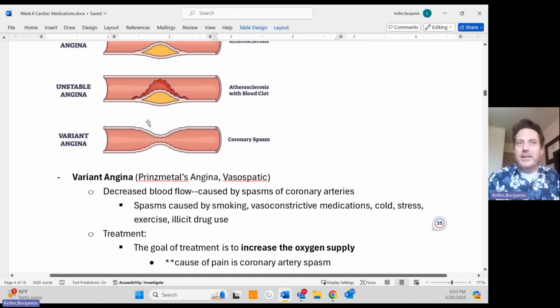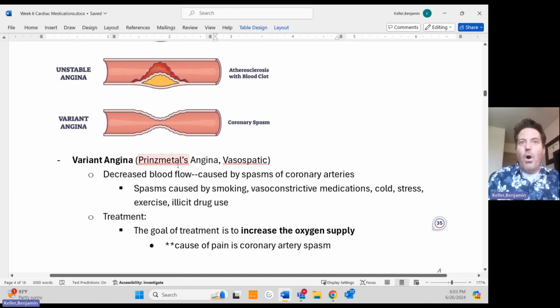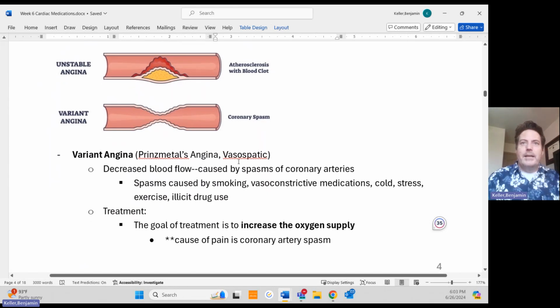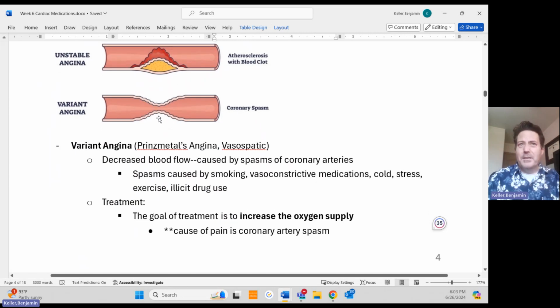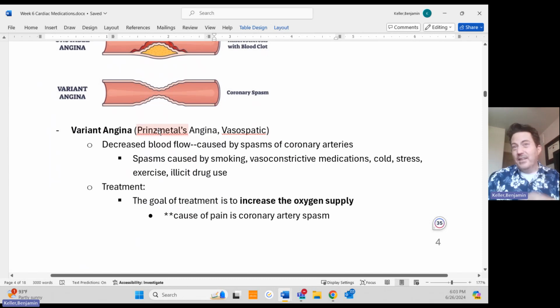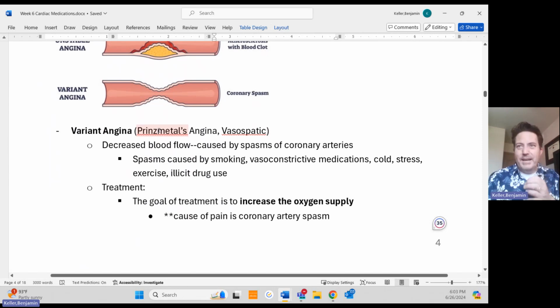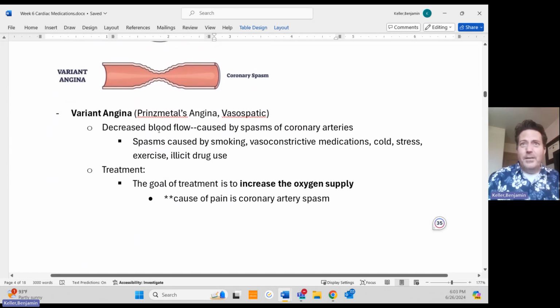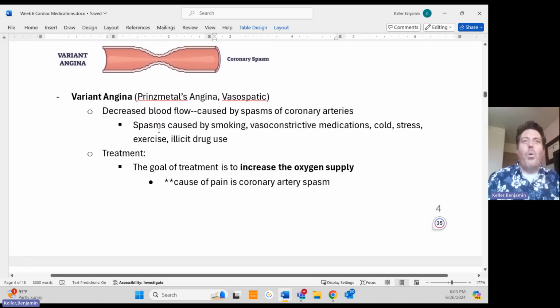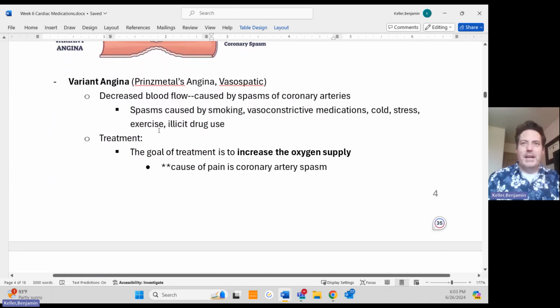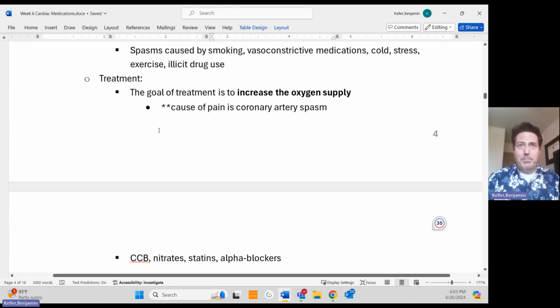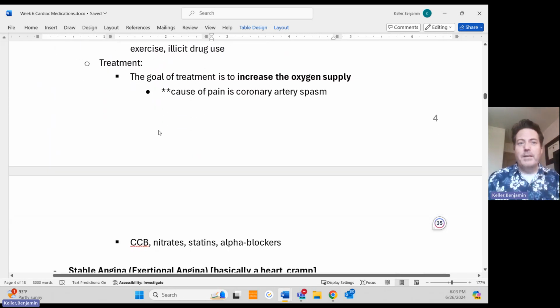And then here's one that's not related here, variant angina. It's also called Prinzmetal's angina or vasospastic angina, and this is just a coronary spasm. There's no garbage in there, but this can be caused by things like smoking or vasoconstrictive medications, or cold or stress or exercise, cocaine, other types of drugs. And so the whole idea with all of these types of medication is to increase the oxygen supply to the heart tissue. The pain that you're feeling is that coronary artery spasm.